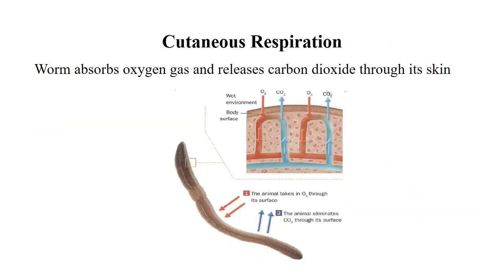Let's talk about the cutaneous respiration. Cutaneous means skin, so this is the respiration that occurs across the skin. Some examples of living things that depend on the cutaneous respiration are worms. A worm absorbs oxygen gas and releases carbon dioxide through its wet skin. Look here. So oxygen is absorbed from air to the blood through the skin, while carbon dioxide is released from the blood to the air also through the skin. So this type of respiration occurs across the skin and its name is cutaneous respiration.